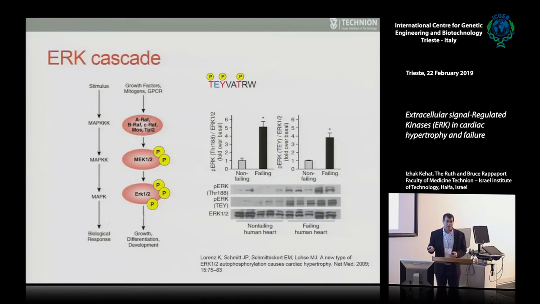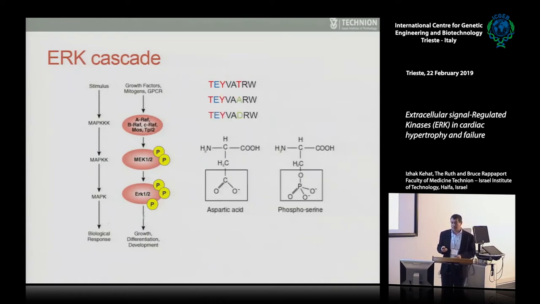Why is it important? Because the group that discovered this phosphorylation has shown that in human failing heart, we get activation of the ERK cascade. And this activation is both the classical phosphorylation of the TY motif and also this additional phosphorylation on ERK1 and 2. So it's really important to understand what's the role of ERK activation that includes the phosphorylation of this threonine.